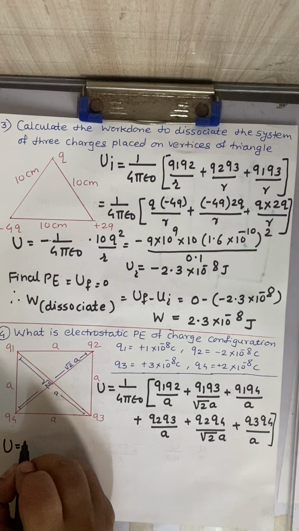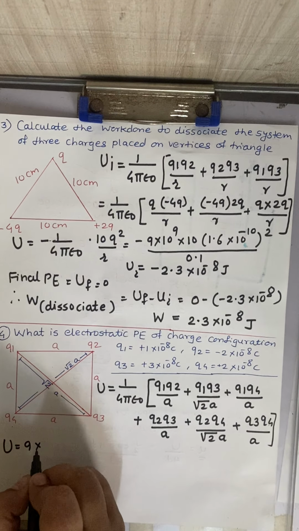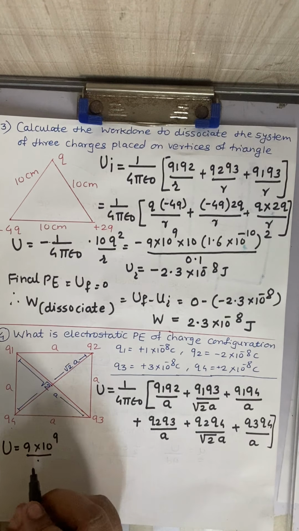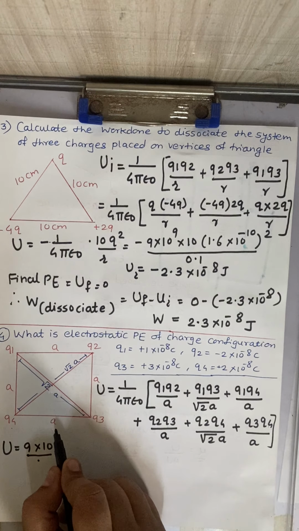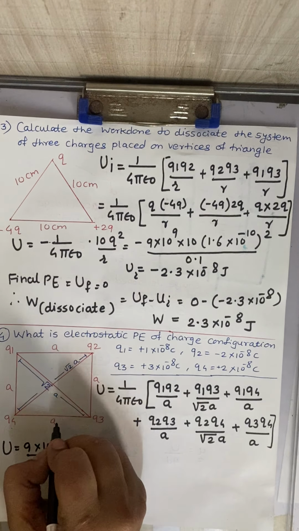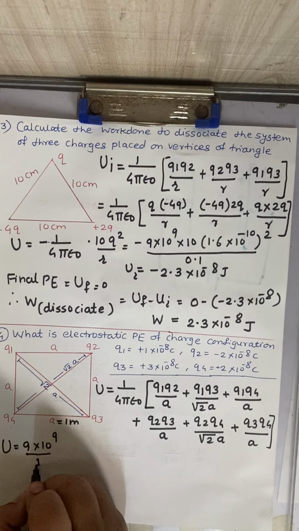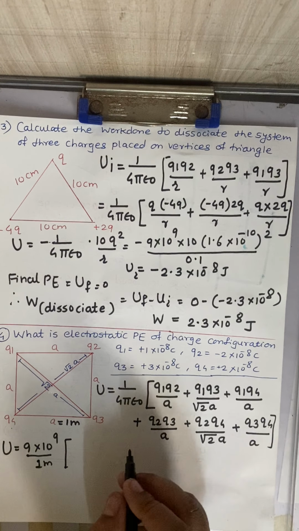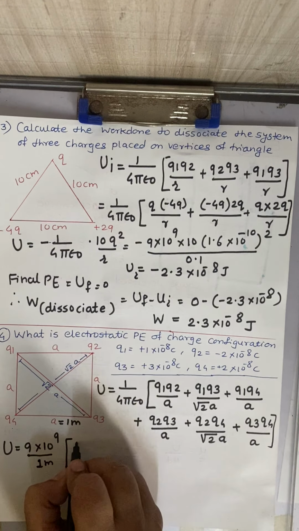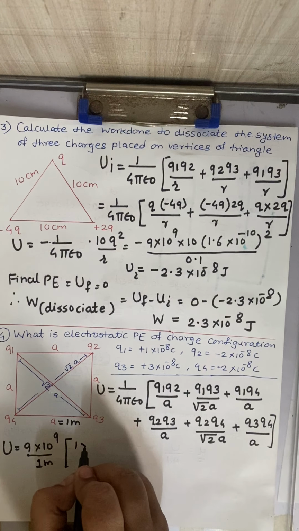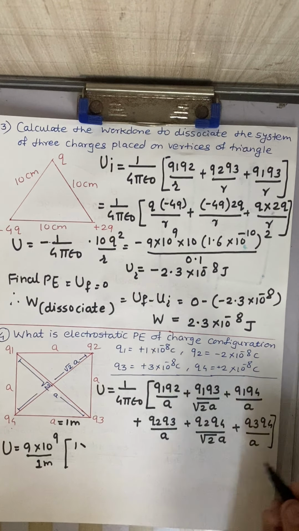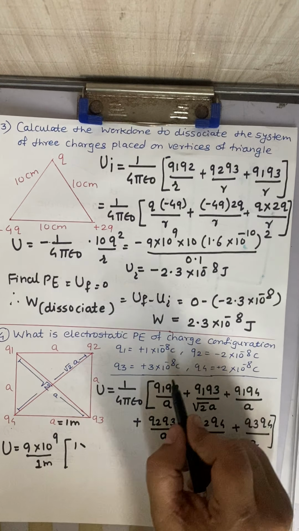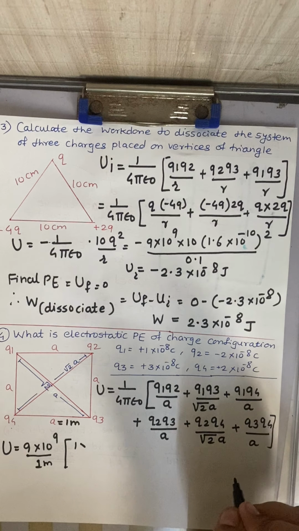So U is equal to 9 into 10 raised to 9 upon a. Suppose a is given as 1 meter, so I will take the 1 meter outside. Inside the bracket we start putting the values. q1 and q2 have 10 raised to minus 8 each, so outside the bracket we can take 10 raised to minus 16.